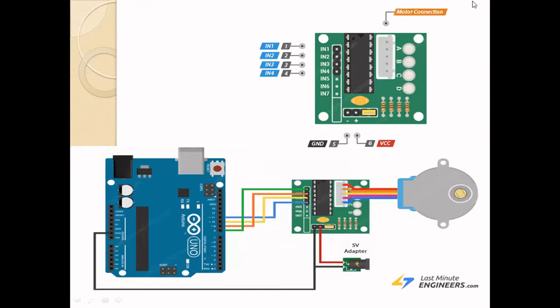So this is the connection of the driver circuit. On the left side, we can see the Arduino microcontroller. Here we have the stepper motor. This is called the driver circuit, the driver IC. This is the input pin and this is the output pin. Here we have an adapter. What is the use of the adapter? It is used to give a 5 volt supply to the driver circuit.